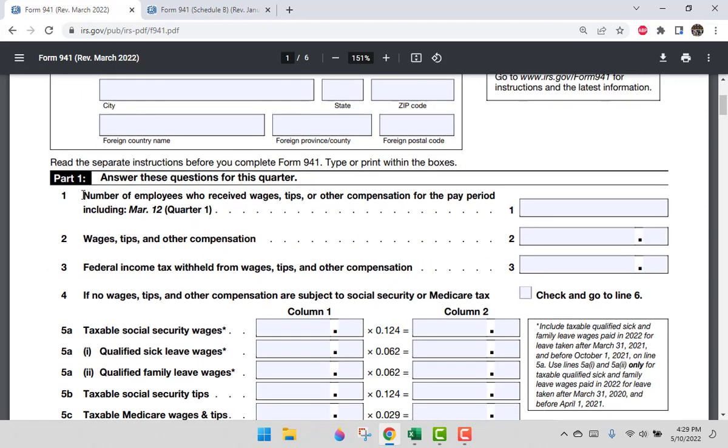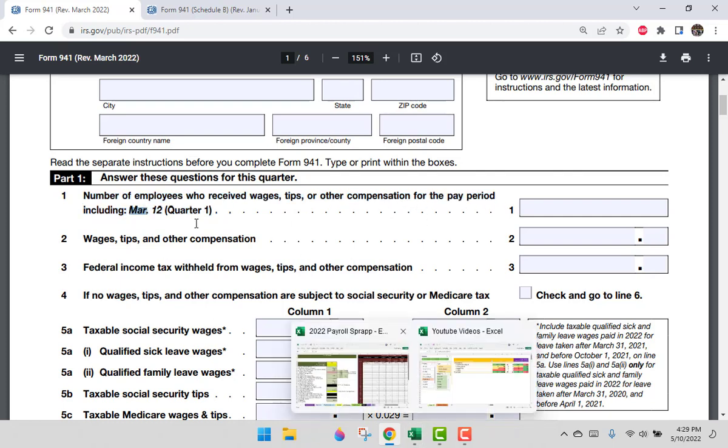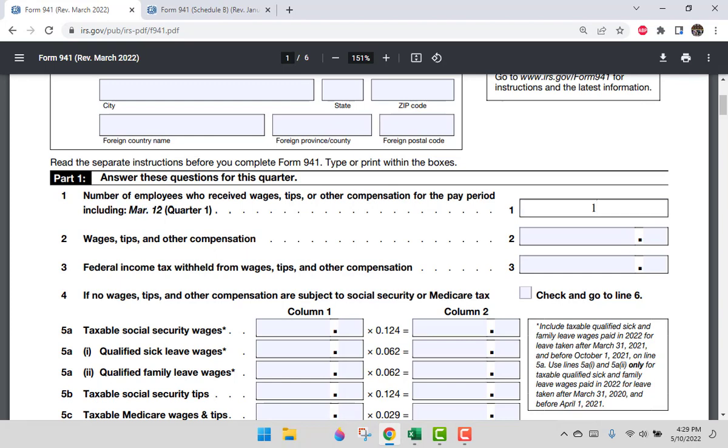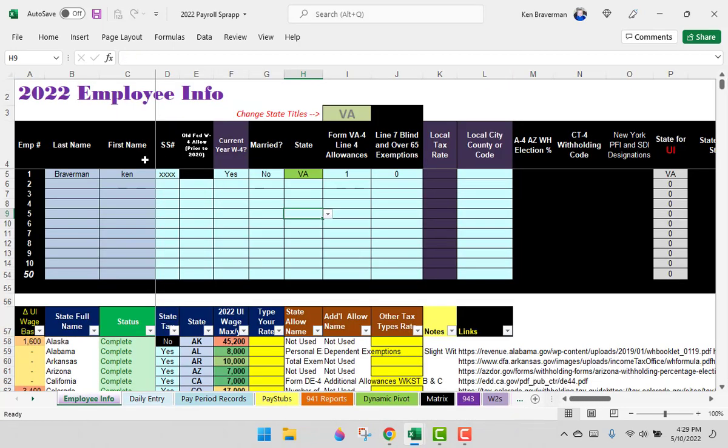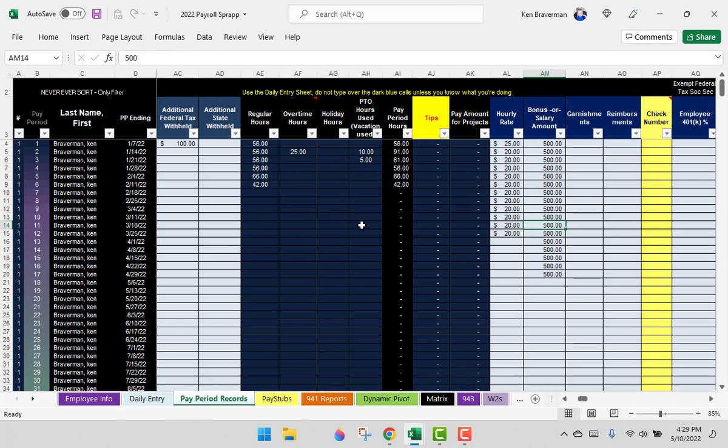Now, let's start answering questions. Number of employees that received wages or tips on this date. Well, they just want to know how many people were working. We're going to go line by line as we compare to this payroll file that I have right here. So in this payroll file, we've got one employee, me, and I put a bunch of wages in here.